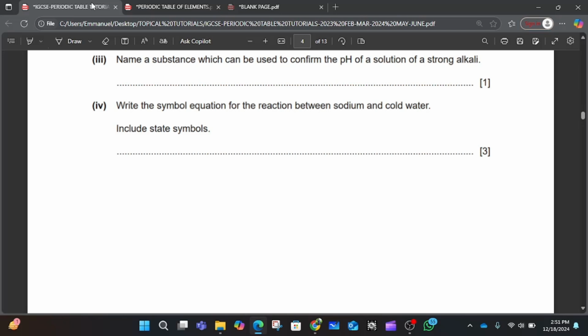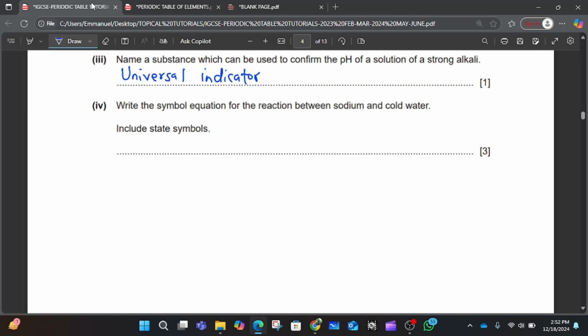Name a substance which can be used to confirm the pH of a solution of a strong alkali. The only substance that can be used to check for pH of solutions is universal indicator. So the universal indicator is going to change color when you add it to a certain solution, and you can compare the color change to the color chart of the universal indicator, and it's going to tell you the pH of that particular solution.